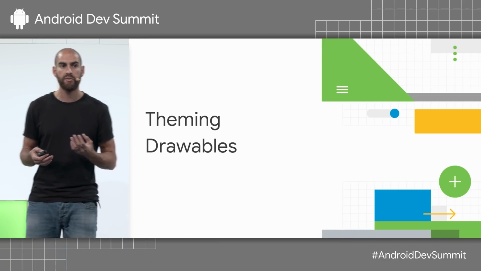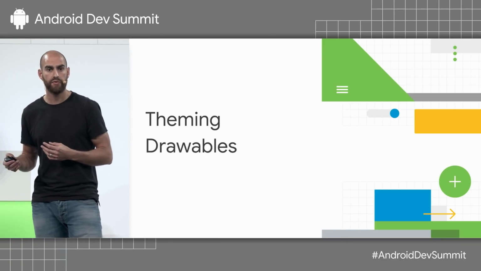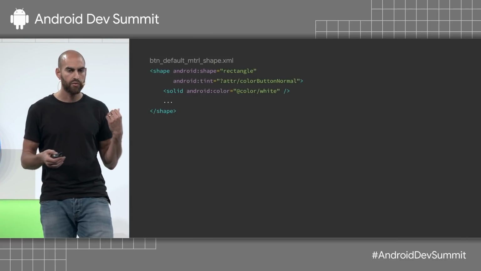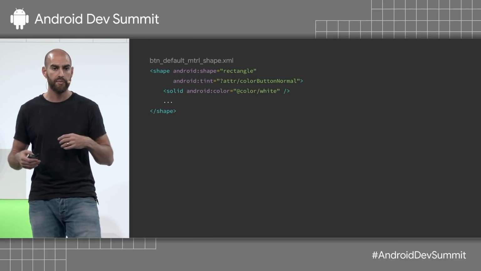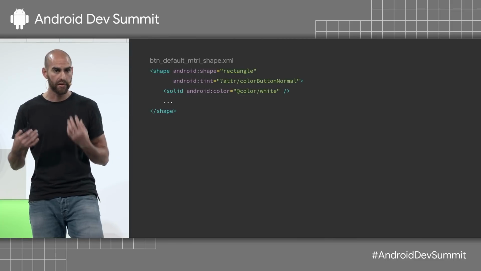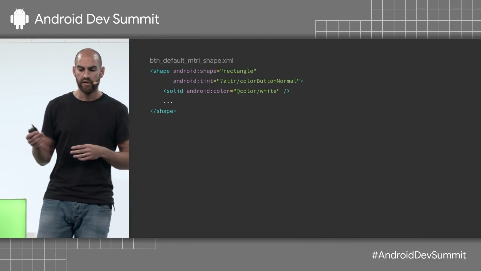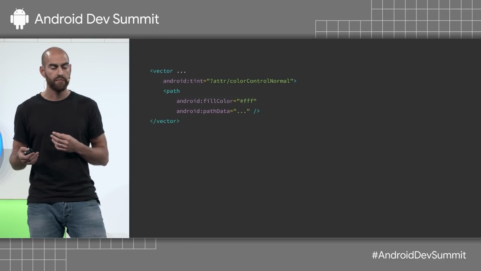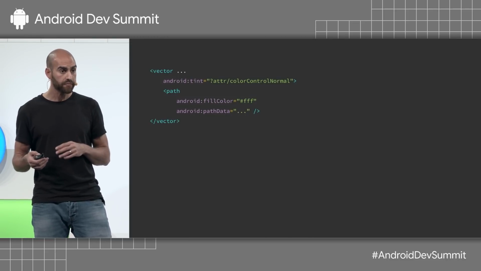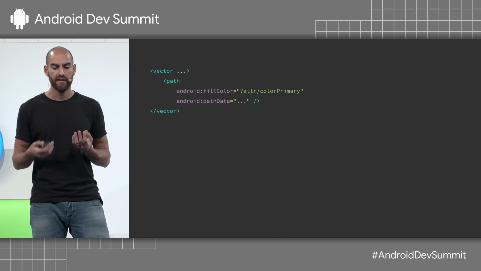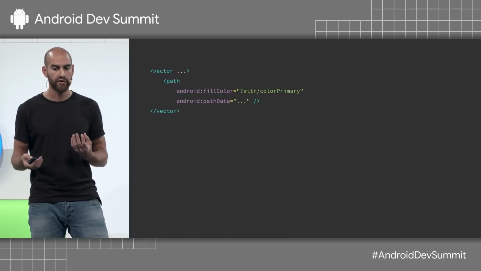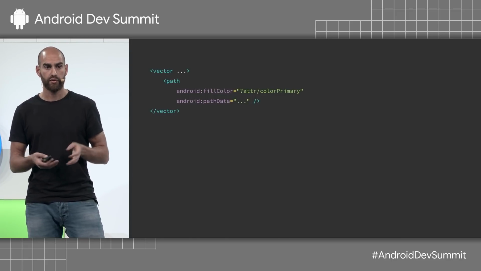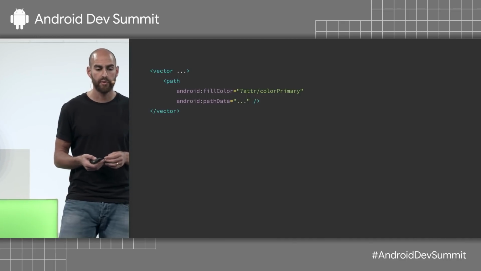Another place where theming comes in massively handy is theming drawables. So we looked at an example from the platform button about how from API 21 onwards, all platform drawables support tints and tint modes. So here we're applying the color button normal. You can also do this in vectors, where they support theme attributes both for tints as well as for fills and strokes. So you can use this not just from 21 onwards, but in the backwards compatibility library as well.